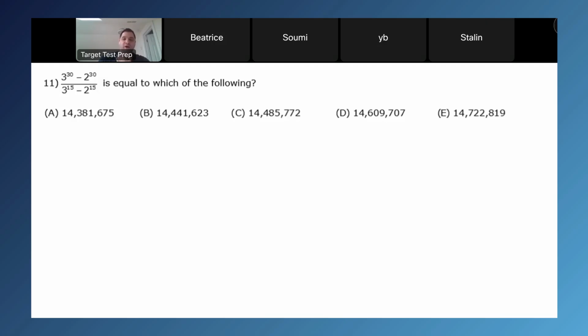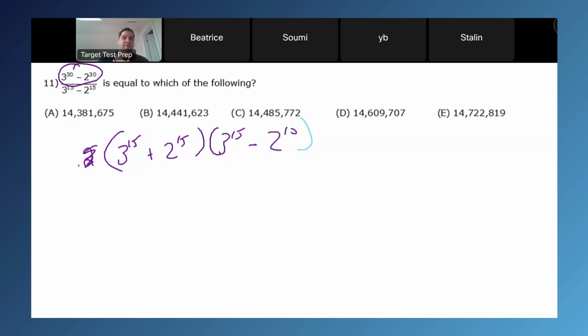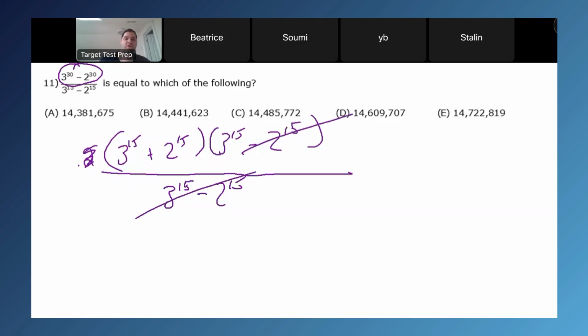So you're not doing unit digit patterns right off the bat. First, you're doing your difference of squares. So here you have 3 to the 15 plus 2 to the 15, 3 to the 15 minus 2 to the 15, and then on the bottom, you'll notice that these cancel out. Again, this is very strategic. Cancel, cancel. So now you say, well, what do we do with this here?